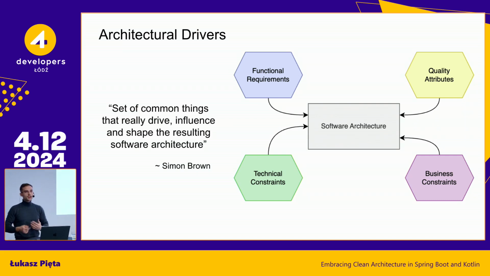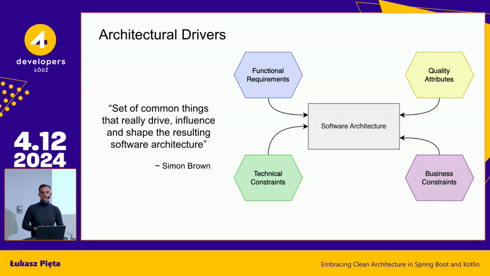And when we think about decisions in software architecture, there are things that drive us. There are architectural drivers, which can be grouped into 4 categories. Functional requirements like what's going to be built, how our system is going to behave in the future. Quality attributes like performance, maintainability, stuff like that. So what's the average response time?